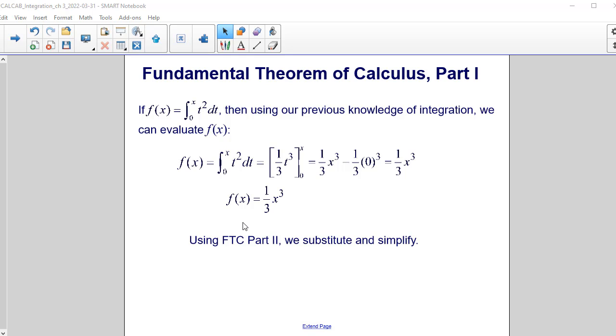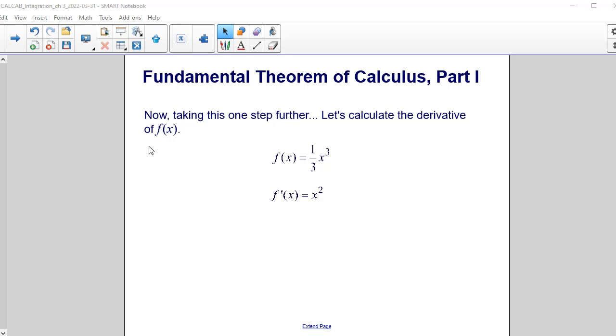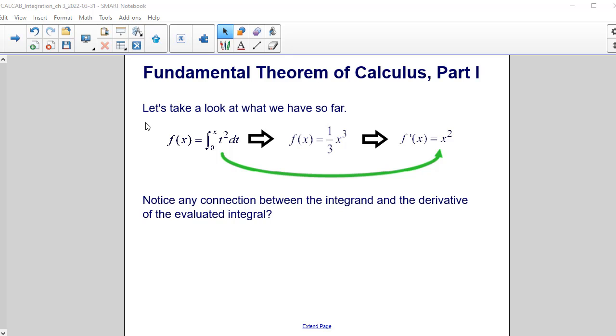Using the fundamental theorem of calculus part 2, we substitute and simplify. Now, taking this one step further, let's calculate the derivative of F of x. F of x is equal to 1/3 x cubed, and F prime of x is equal to x squared. Let's take a look at what we have so far. Notice any connection between the integral, F of x equals the integral from 0 to x of t squared dt, and the derivative of the evaluated integral, which is F prime of x equals x squared?